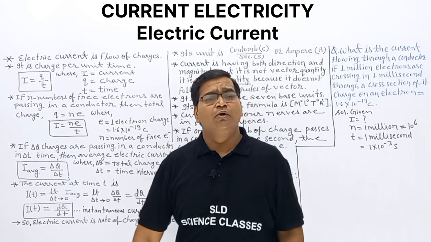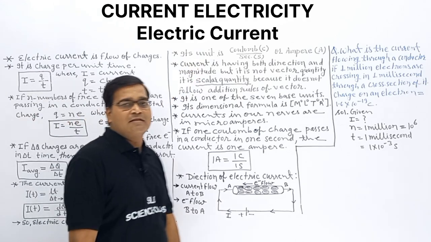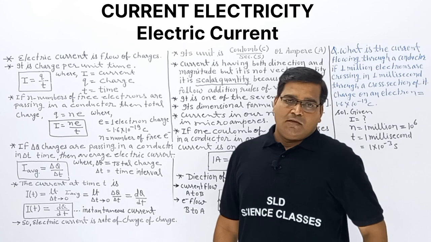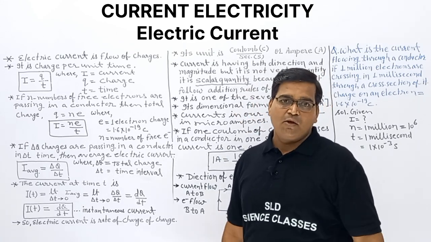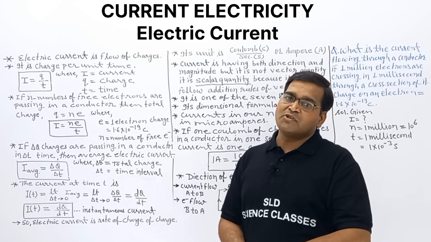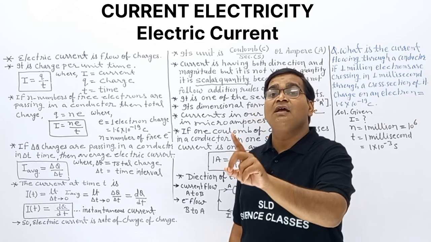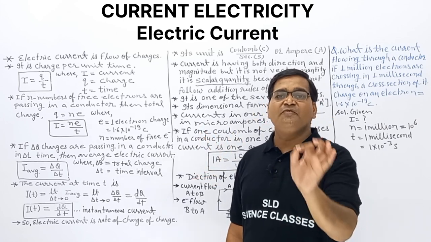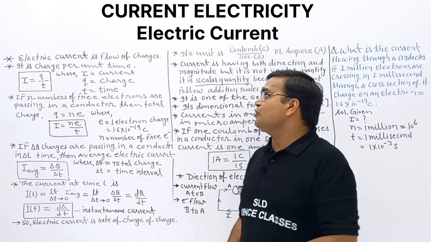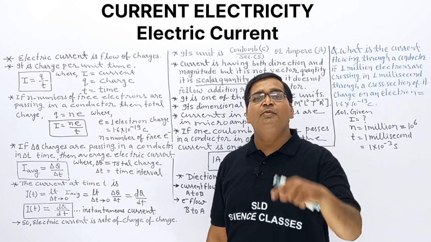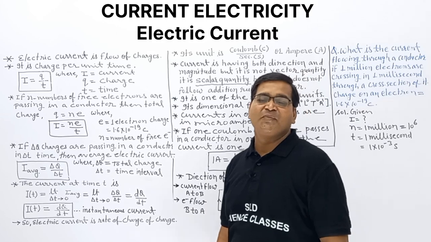Clear? Now, how will we define its dimensional formula? In the 11th standard, in the first chapter of physics, you studied dimensional analysis, the representation of physical quantities in the MLT form. So we want the dimensional formula of electric current. What will it be? It is a fundamental quantity.